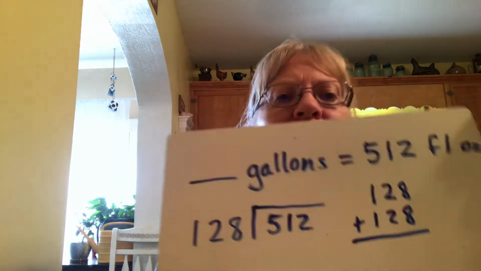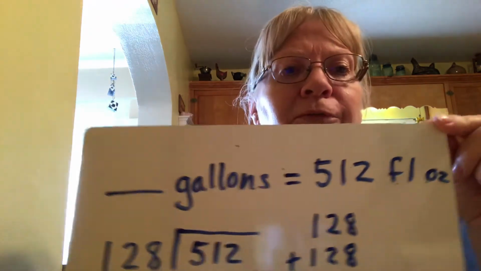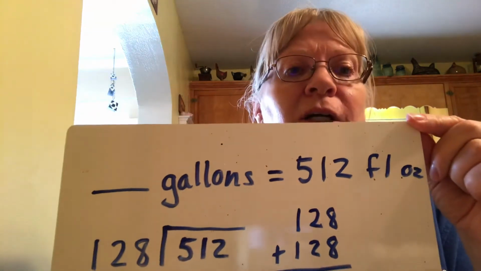Then I saw there was a tricky one. It's not really tricky, but since we haven't gotten into that big of division problems, it would be a little trickier for you, okay? So they want to know how many gallons are in 512 fluid ounces.